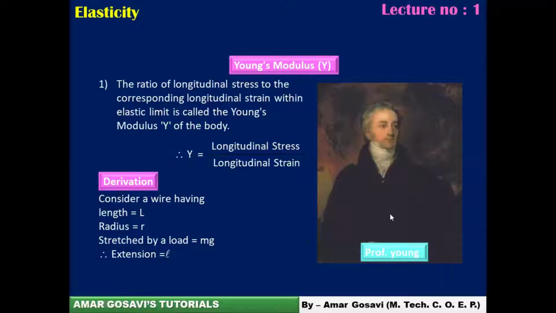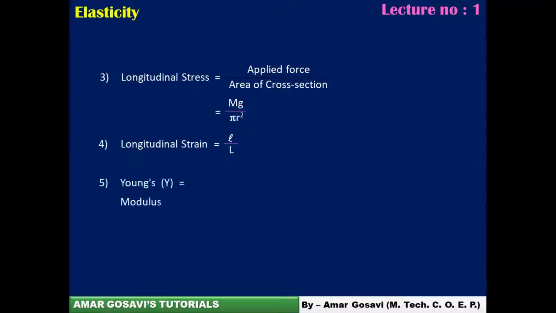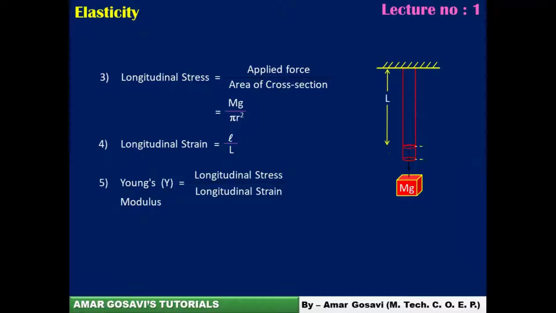When we substitute the values, the equation looks somewhat like this. Longitudinal stress is the applied force per unit area of cross section, that is mg by pi r square. Longitudinal strain can be expressed as change in length per unit original length, that is small l by capital L. Young's modulus correspondingly will be longitudinal stress divided by longitudinal strain. When you put in the values, you get mg upon pi r square divided by small l by capital L. You simplify it, and you get mg into capital L divided by pi r square into small l.